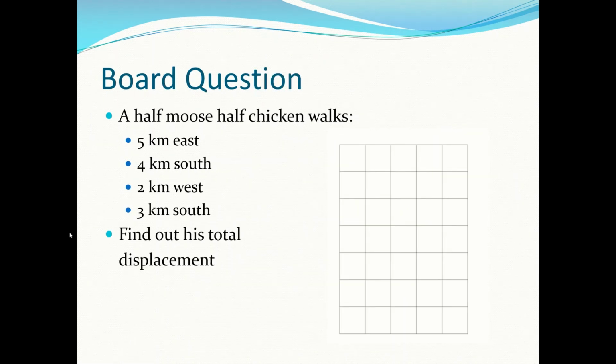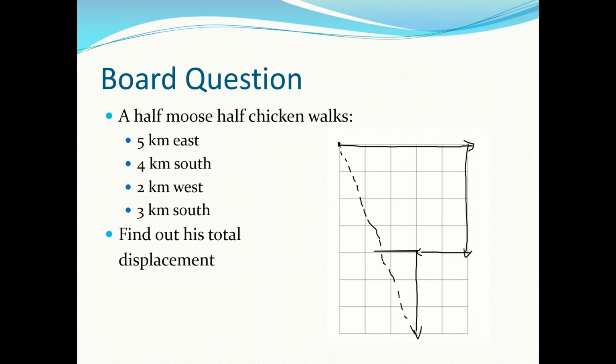So let's do a board question here. Pause the video and see if you can do this. So a half moose, half chicken walks all these directions. We can use our grid paper. So we have 5 kilometers east, 1, 2, 3, 4, 5. 4 south, 1, 2, 3, 4. 2 west, 1, 2. And then 3 south, 1, 2, 3. So we go from start to finish to find our displacement. And then to make a nice right angle triangle, this would be 1, 2, 3, 4, 5, 6, 7 down, and 1, 2, 3 across. So 7 and 3.